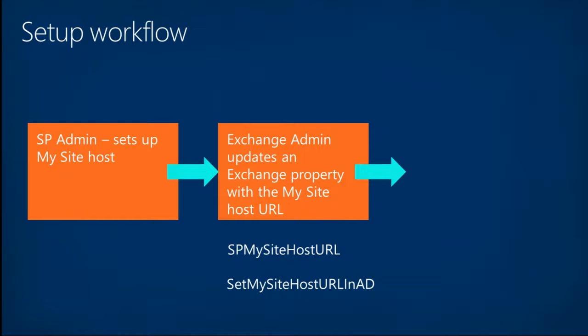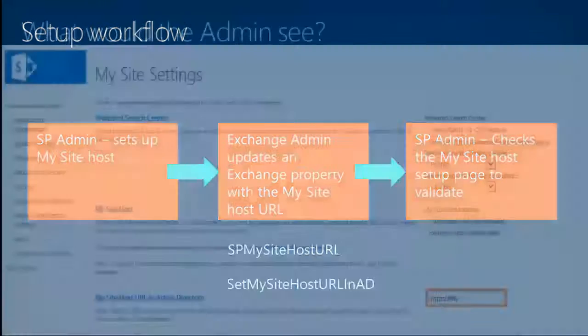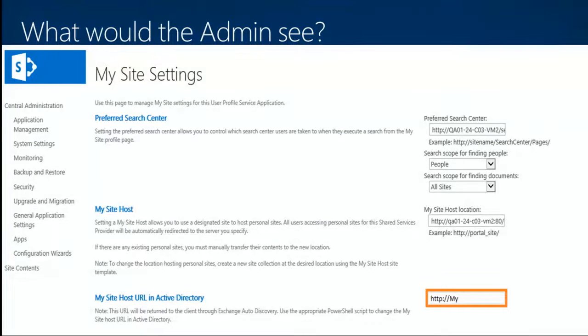Once the Exchange admin runs the script and updates that property, on the SharePoint side you can double check if the update has gone through by looking at the MySite settings page. In the MySite settings page, we have a new section called MySite Host URL in Active Directory. If the update has gone through fine on the Exchange side, then you will see the MySite host URL on the SharePoint side. This way, you can validate if the Exchange folks have done the right thing with regard to updating the property.